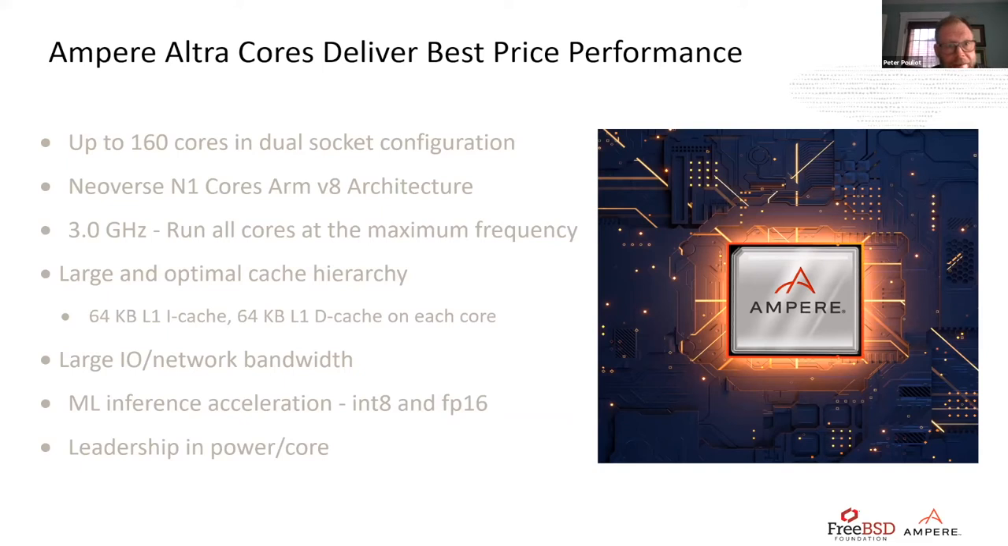The Ampere Altra Max has basically 128 cores. The Ultra is an 80 core. Both come in a 2P configuration in our Mount Jade platform. Mount Jade platform is an OCP certified and OCP accepted platform. All the cores in the Ultra platform are Neoverse N1, and they run at 3 gigahertz. There's a large and optimal cache hierarchy, large network IO and bandwidth, and it's great for ML inference acceleration.